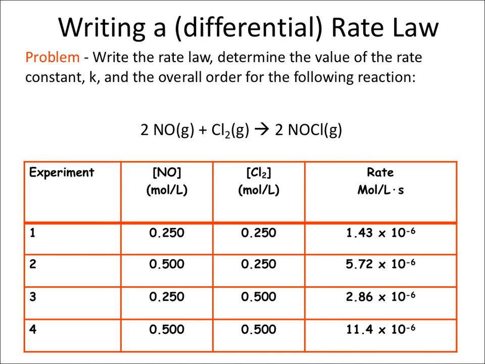Ta-da! Okay, so now for this question, this one's spread out over a couple slides. Write the rate law, determine the value of the rate constant k, and the overall order for the following reaction. So we have 4 experiments given to us. We have 2 different reactants. We're given their concentrations, and we're given the initial rates for these. So take a look at these 4 experiments and try to determine which experiments we could use to write the rate law, and then in turn we'd be able to calculate the rate constant.